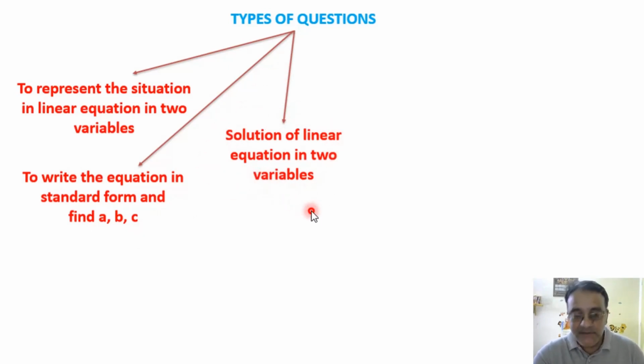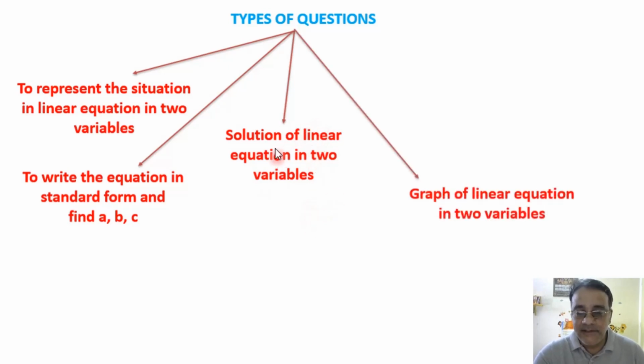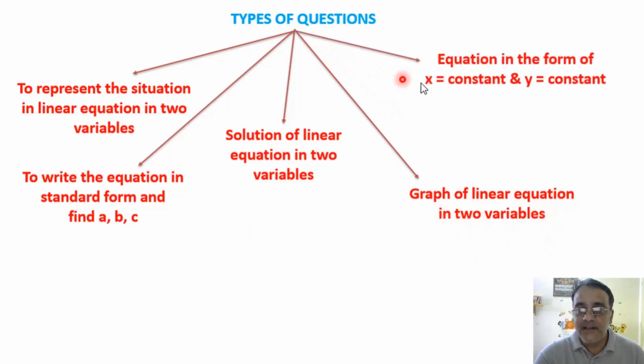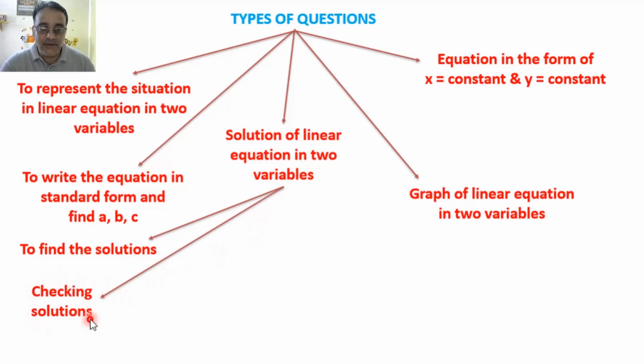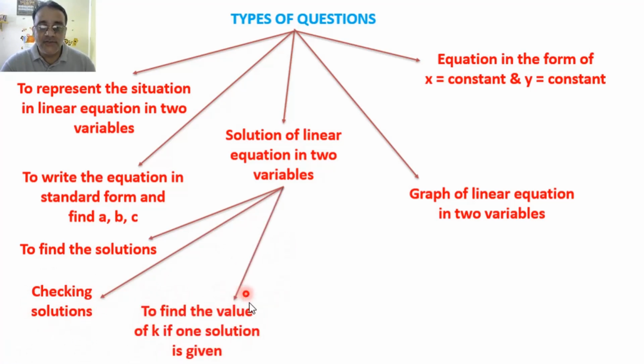To find the solution, we'll see the different types of questions under this. The fourth one, graph of linear equations in two variables. And the last one is equation in the form of x is equals to constant and y is equals to constant. Coming towards this section, that is solution of linear equation in two variable, the first type of question is to find the solution, second checking solution, and the third one is to find the value of k if one solution is given.